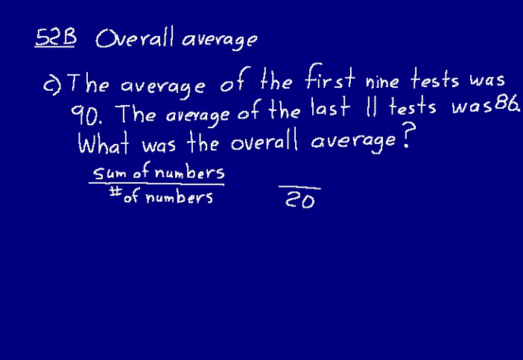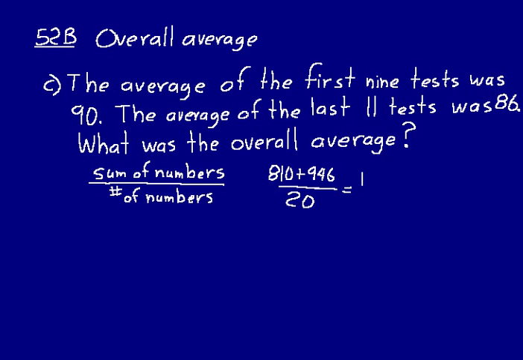Now what's the sum of those numbers? Well, if the average of the first 9 was 90, we can just multiply 90 times 9 to get the total of all of those tests. So that would be 810. And then the average of the last 11 tests was 86. And so we would just do 86 times 11 to get the total amount of scoring on all those 11 tests. And that would be 946. So we just add those two amounts together. And so that 810 plus 946 is the total of all 20 tests scores.